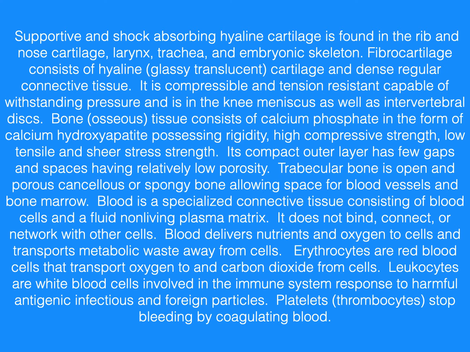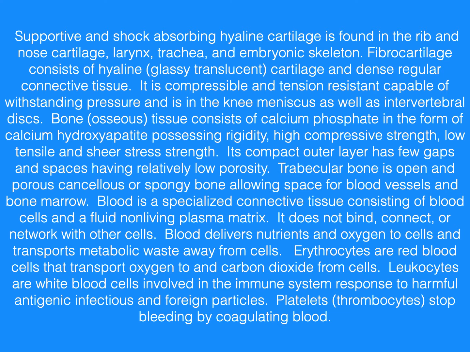Bone tissue consists of calcium phosphate in the form of calcium hydroxyapatite, possessing rigidity, high compressive strength, and low tensile and shear stress strength. Its compact outer layer has few gaps and spaces, having relatively low porosity. Trabecular bone is open and porous, cancellous or spongy bone, allowing space for blood vessels and bone marrow.